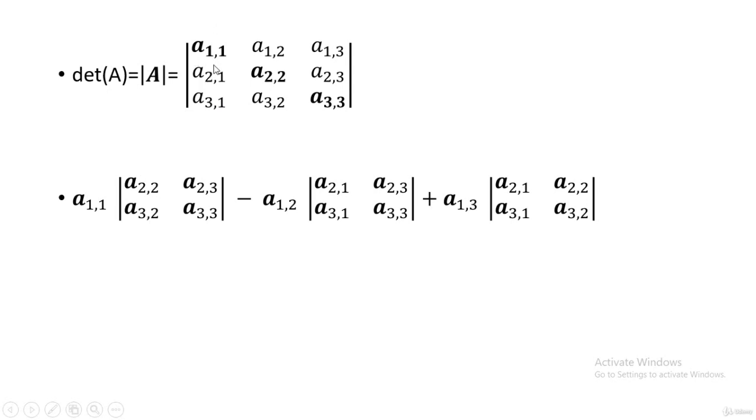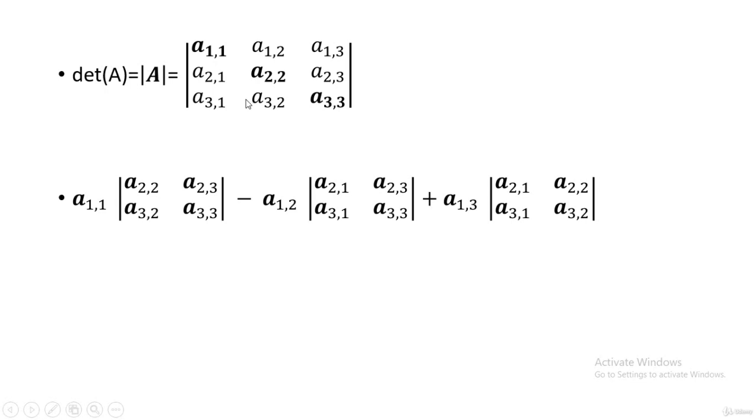It's not necessary that you always use the first row. You can use the first column, or the second row. I need to tell you how it works. What we have done is we have fixed this first row. Then we start decomposing it into a 2 by 2 form.